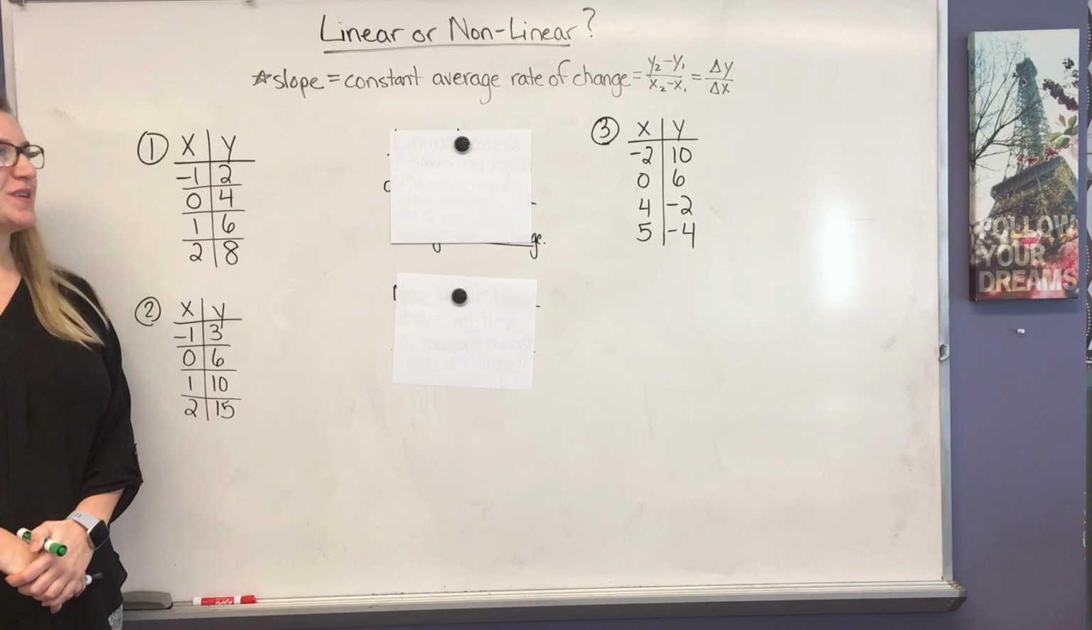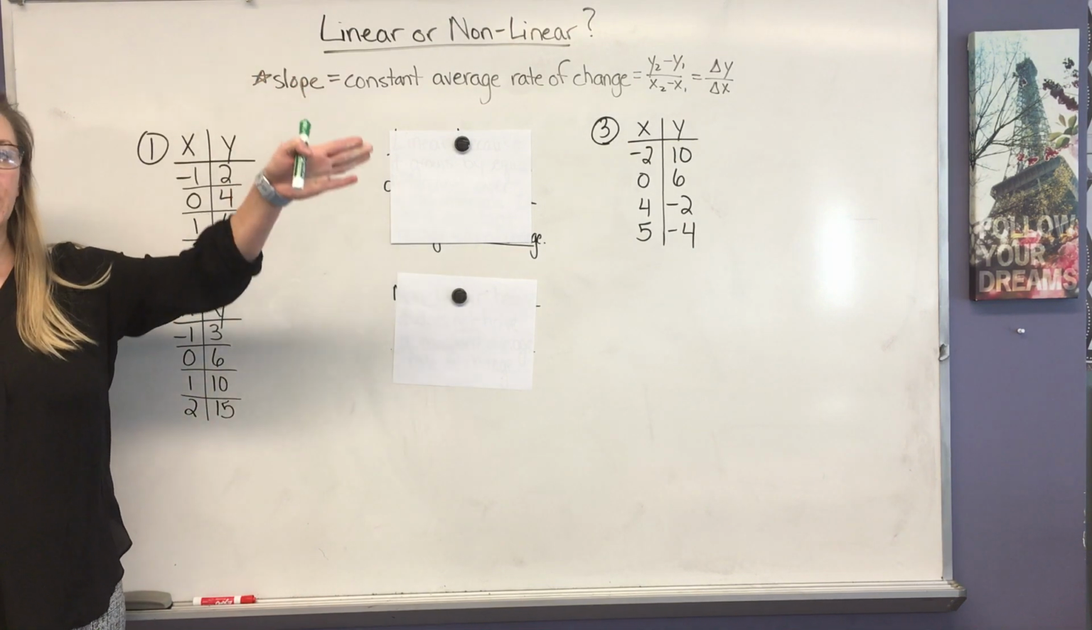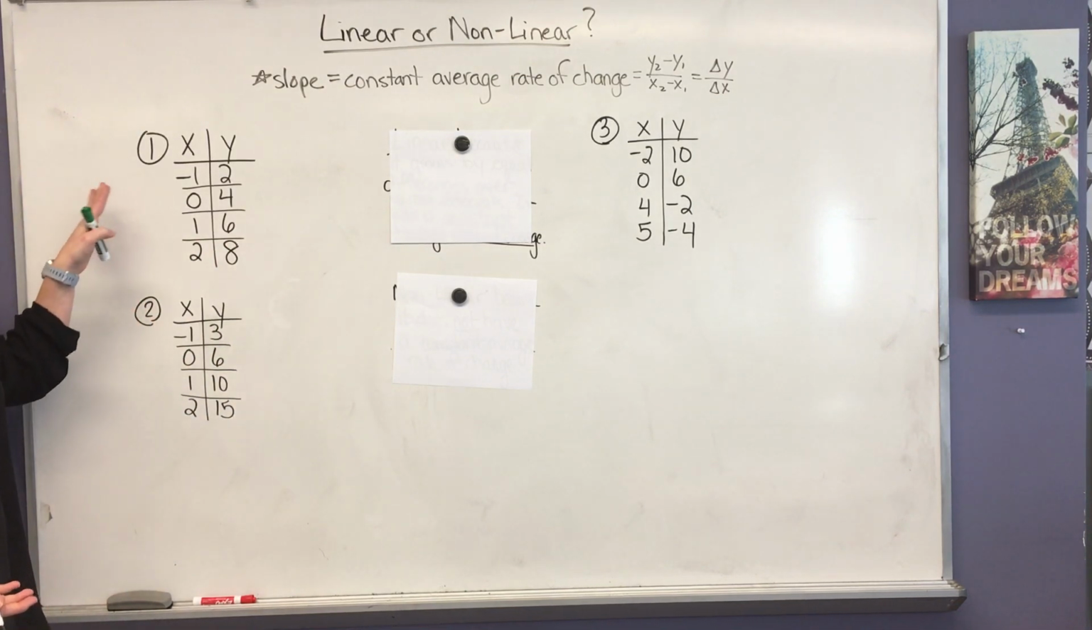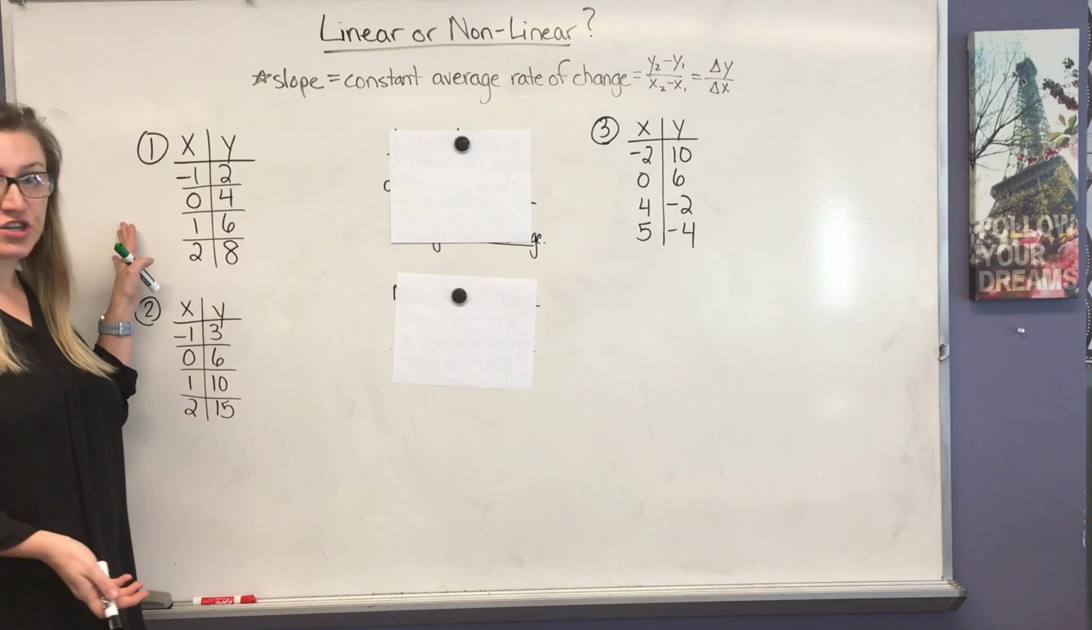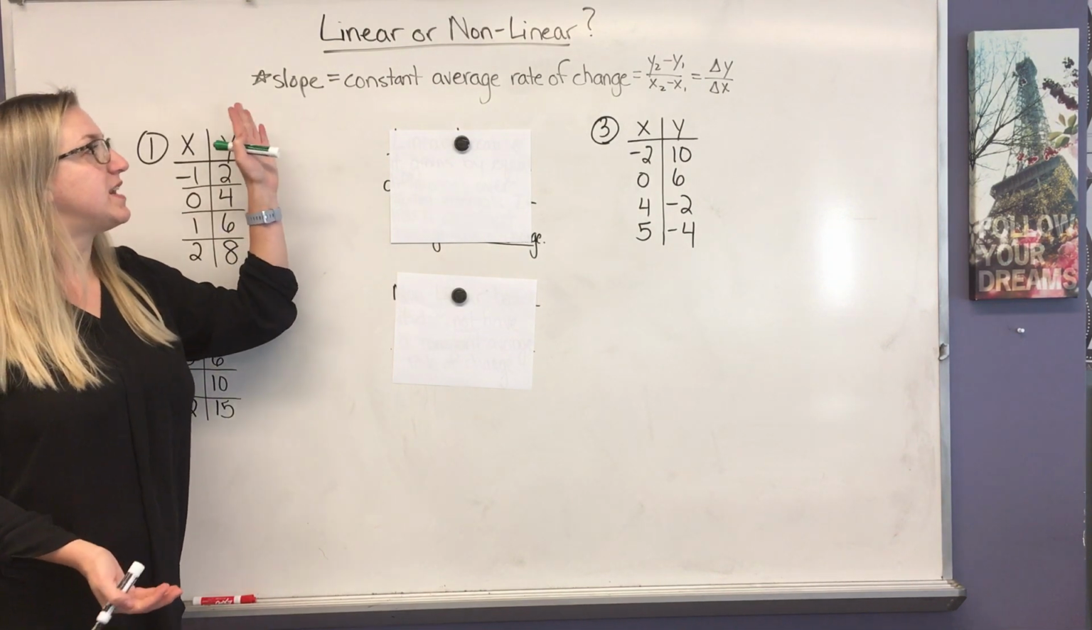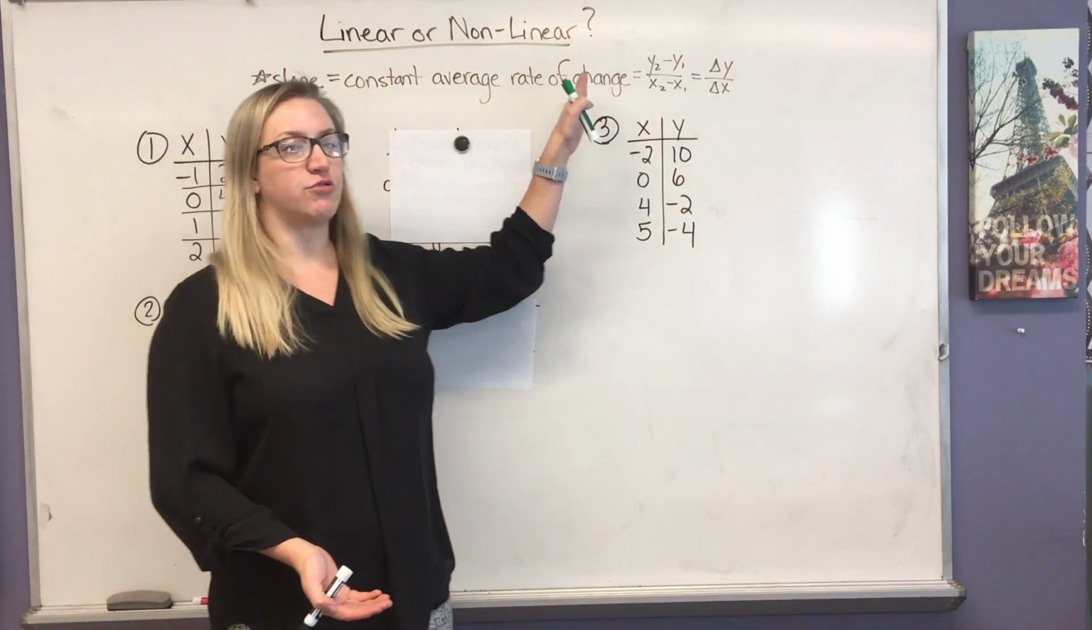Hello, today we are going to be working on linear or nonlinear tables. So that's really our question: is this table a linear function or is it nonlinear? The basic concept we need is that slope is the constant average rate of change.